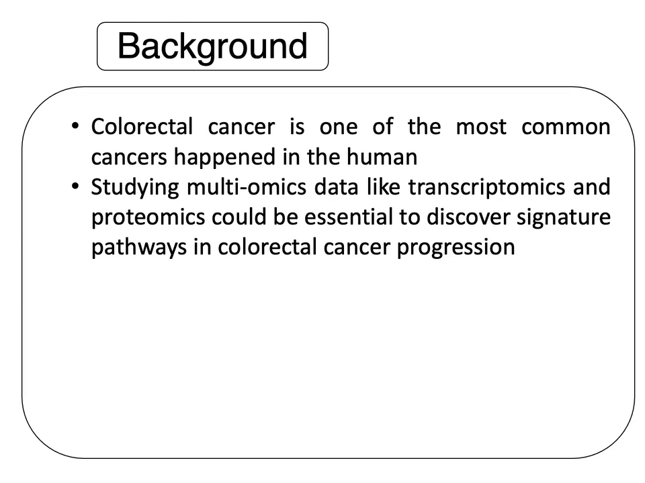To begin, I will start with the fact that colorectal cancer is one of the most common cancers happening in humans worldwide. It has also become one of the deadliest cancers occurring in humans. For this reason, studying multi-omics data, for example, transcriptomics and proteomics, could be essential to discover signature pathways in colorectal cancer progression in order to give a better understanding of how this cancer can happen from the molecular level.